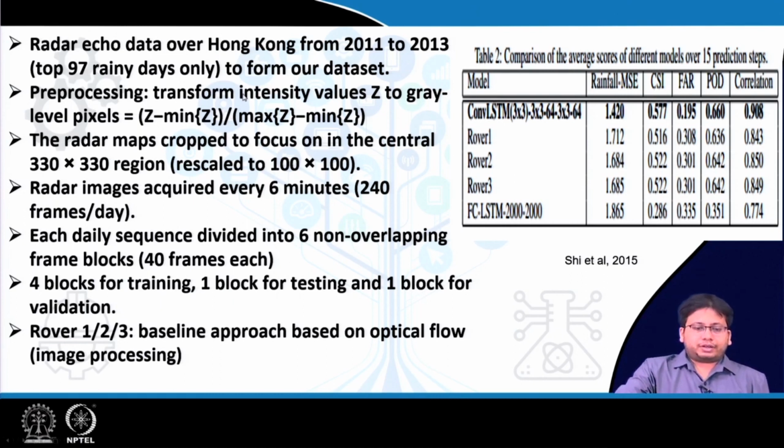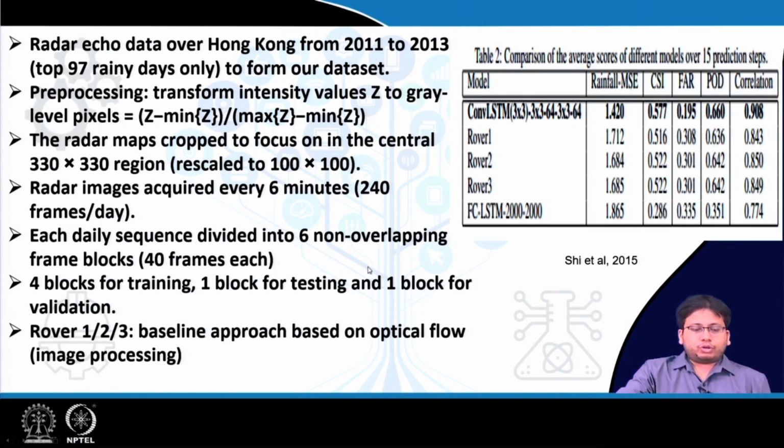From the radar images, first of all, the intensity values are normalized using this kind of an operation, and then projected to the range 0 to 255 as happens in an ordinary image. Also, these radar maps are cropped so that they focus on the particular region of their interest. Now these radar maps are acquired every 6 minutes, so we get 240 frames every day.